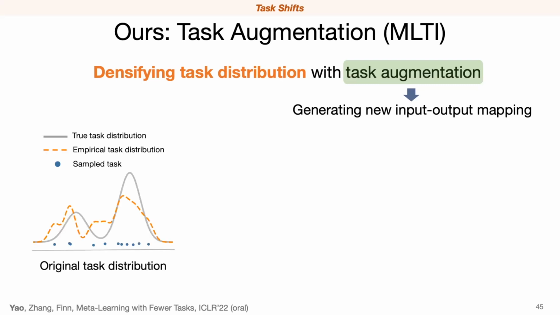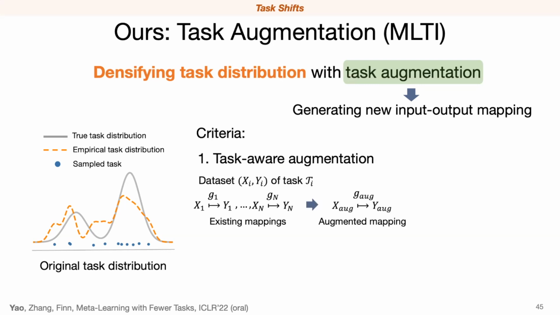Basically, our criteria follow this very simple example. We have the original task distribution, the true task distribution, which is marked in gray, and we have some sample tasks, and we can use these sample tasks to infer the empirical task distribution. To further judge what is a good augmented task, these are the descriptions of the first criteria.